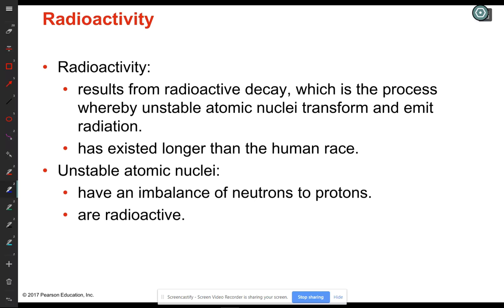Radioactivity has existed longer than the human race. Okay, well, fine. Radioactivity, the key here is that it's not a man-made problem. It's something that is natural. And it occurs with unstable nucleus.